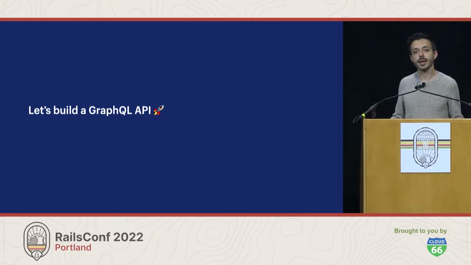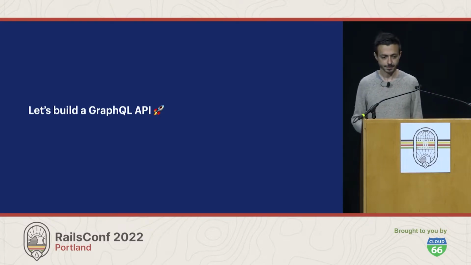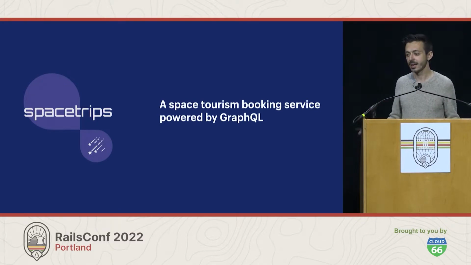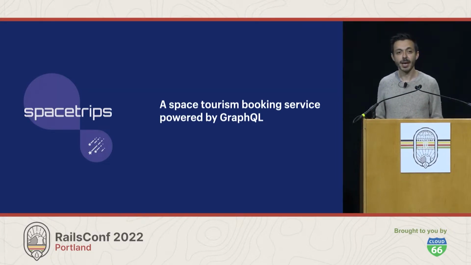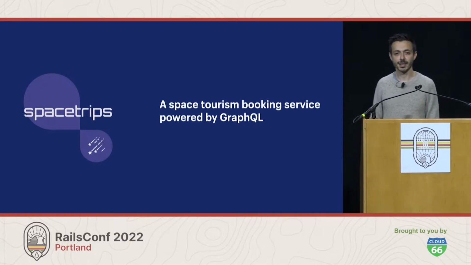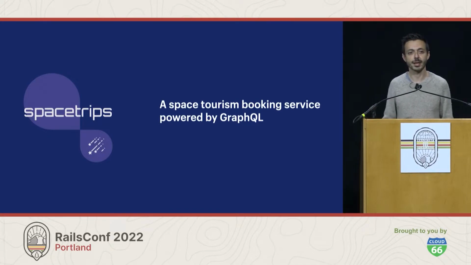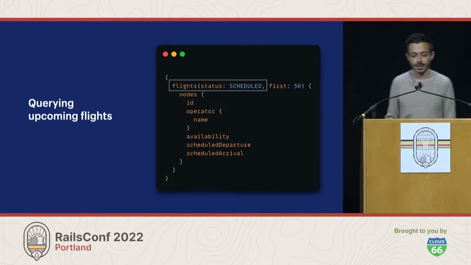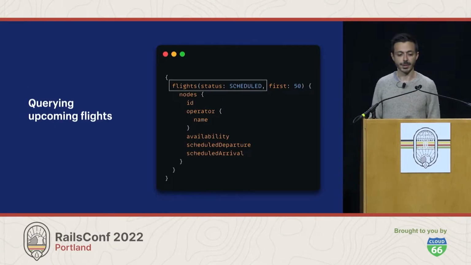So let's build an API here and explore it. I present you Space Trips. This is a fictional API for the space tourism industry. With this API, travel websites can book space flight tickets and manage their passengers, which are the customers, and companies operating space flights can manage the flights, change schedules, and also manage the passengers. Let's explore some queries that we can do here.